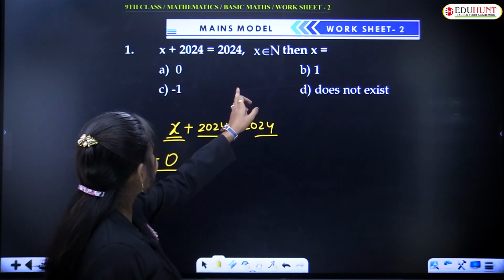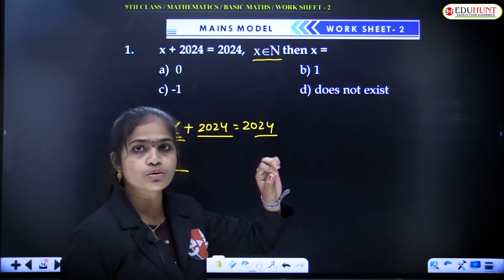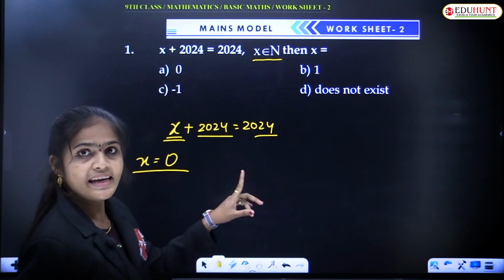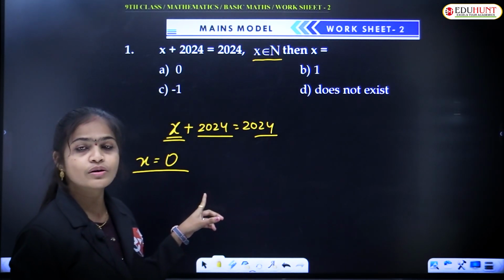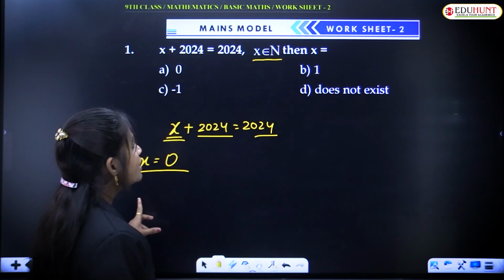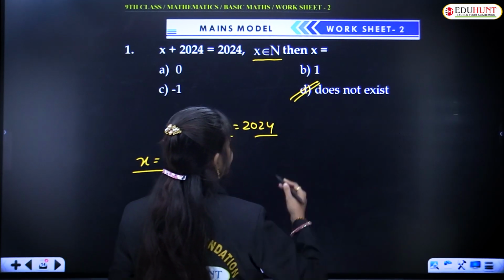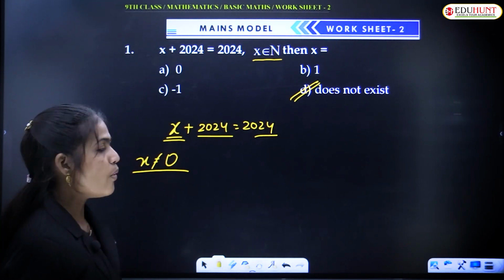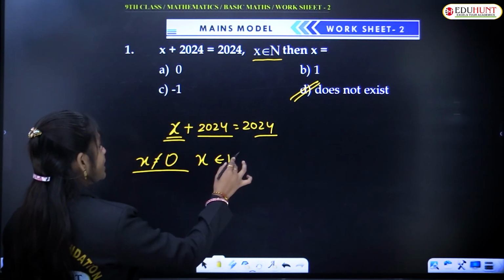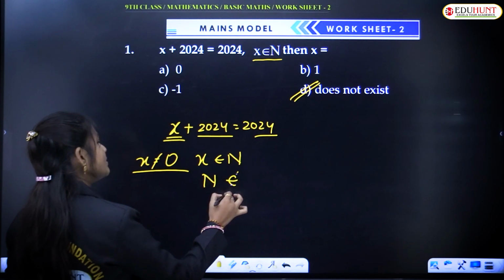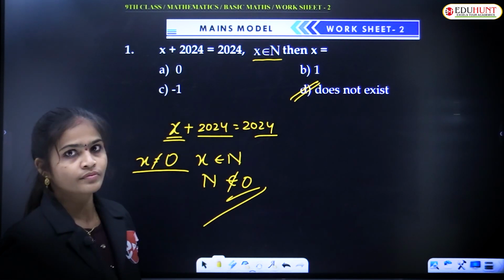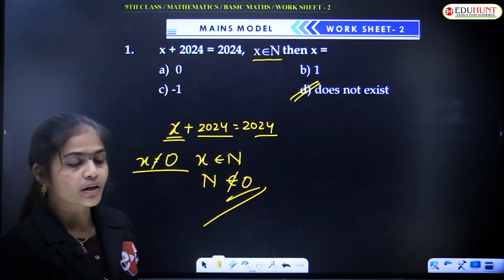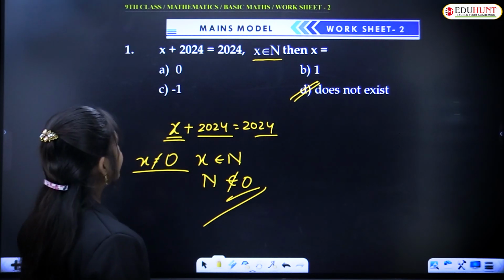But here the condition they gave is that x belongs to natural numbers. In natural numbers, 0 is not there. So that's why here the answer is does not exist. Here x is not equal to 0, because x belongs to natural numbers, and 0 is not there in natural numbers. Okay, so that's why. Second question.